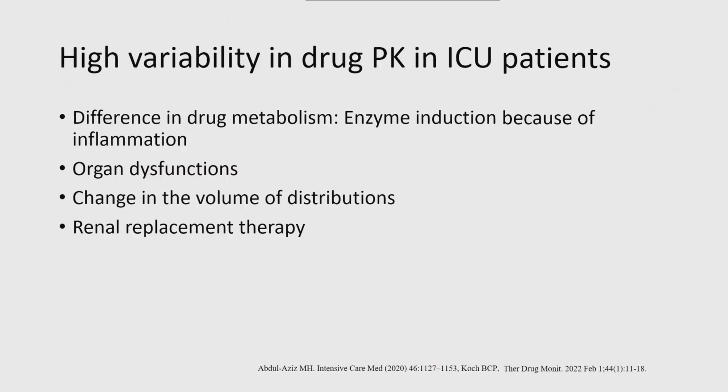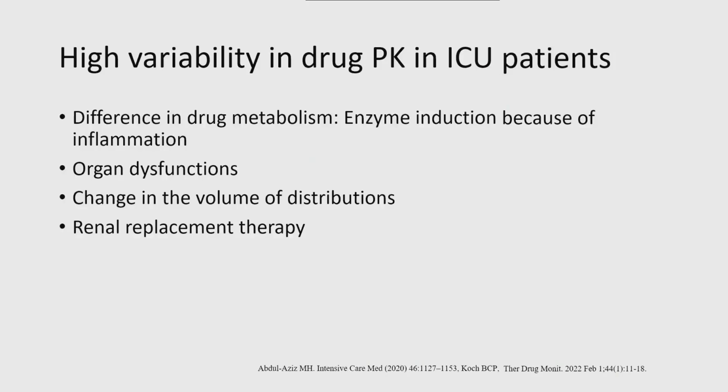Another important issue in ICU admitted patients is organ dysfunction. Invariably, these patients have either renal or liver compromise or liver insult because of the critical illness. And this leads to over or under exposure of several drugs, because these are the two very important organs which handle most of the drugs. There will be a change in the volume of distribution that we are going to study in the next slides. And several patients are also receiving renal replacement therapy, which definitely affects drug metabolism.